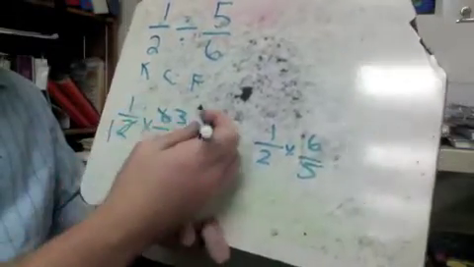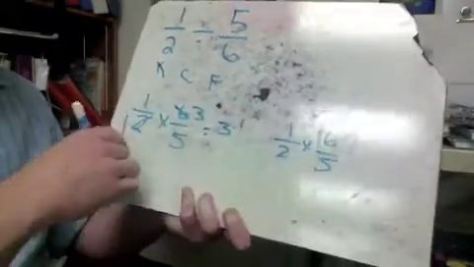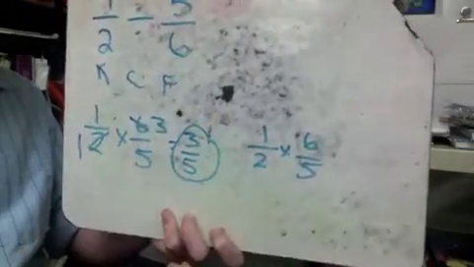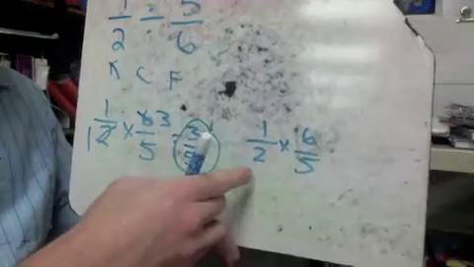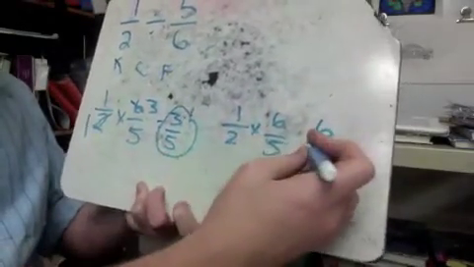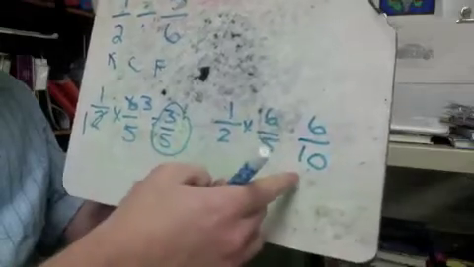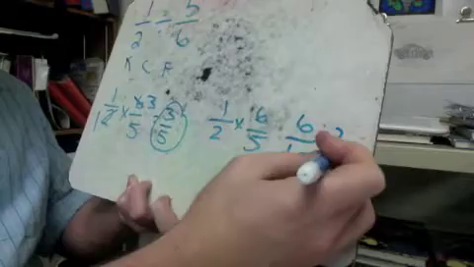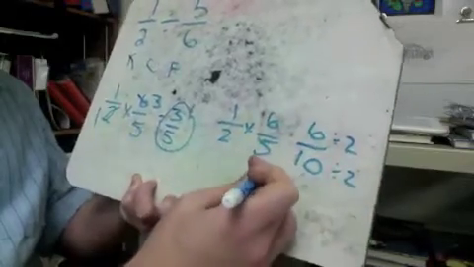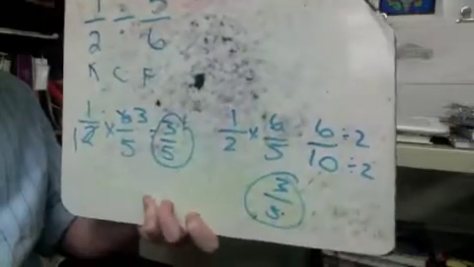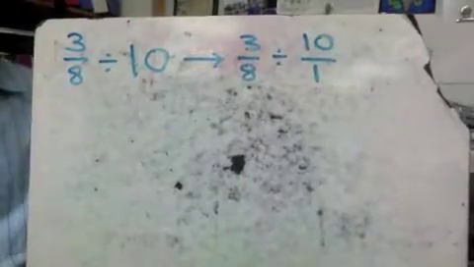1 times 3 is 3. 1 times 5 is 5. 3/5, no reducing necessary. Over here, if you just kept it like this, 6 over 2 times 5 is 10. Reduce this down. 2 goes into both of these, so if I divide both of them by 2, 6 divided by 2 is 3. 10 divided by 2 is 5. 3/5 is your answer.